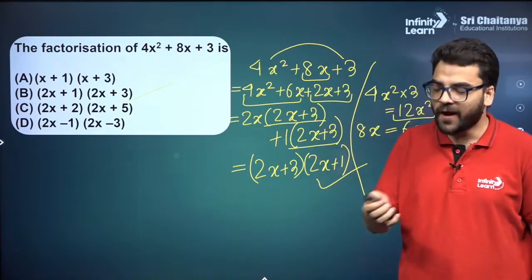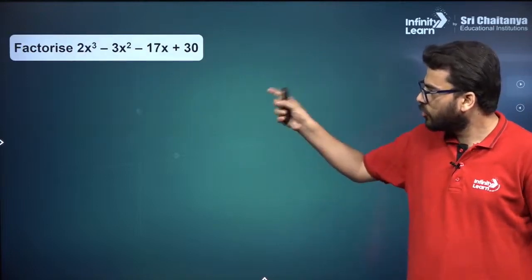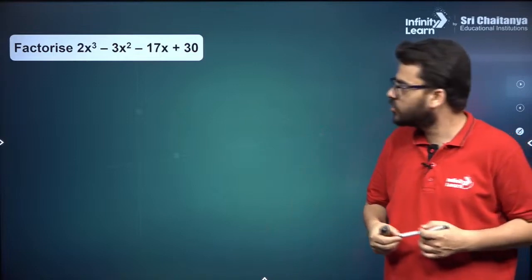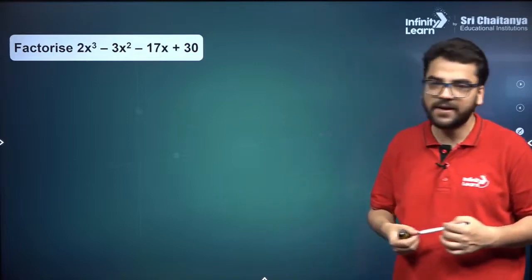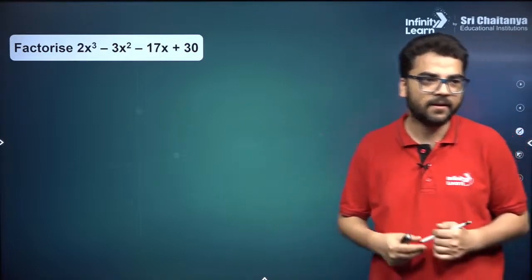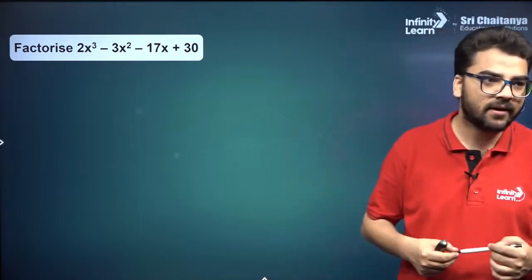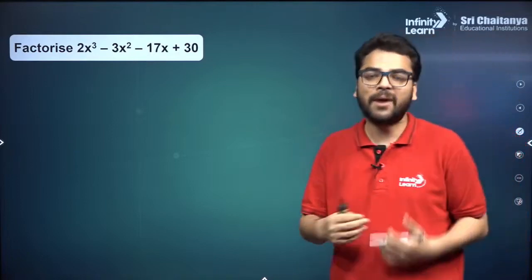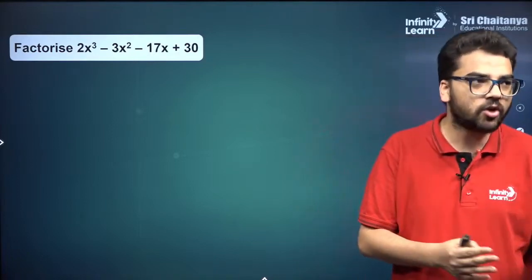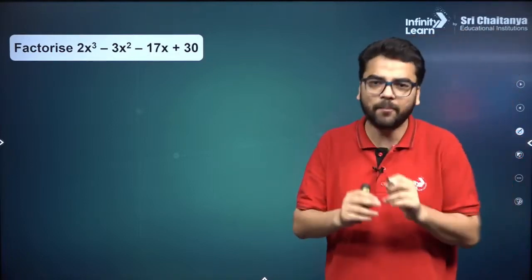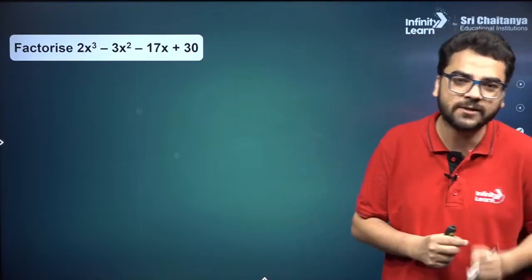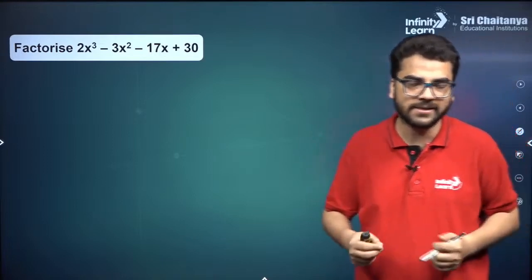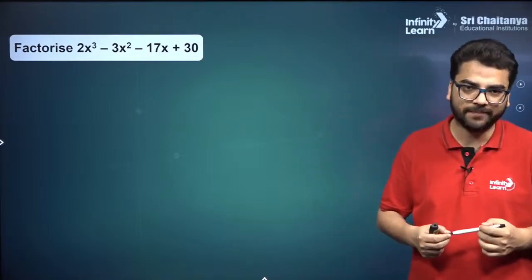Okay, so let us do factorization of a cubic polynomial now. Can you factorize this polynomial over here guys? 2x cube minus 3x square minus 17x plus 30. Can you factorize this? Yeah, obviously, I have already explained this in the previous session, but I'll explain it using the factor theorem once again because this is an important thing and I know that many students find it tough to do because it is time taking, it is a bit complex, a bit lengthy actually.